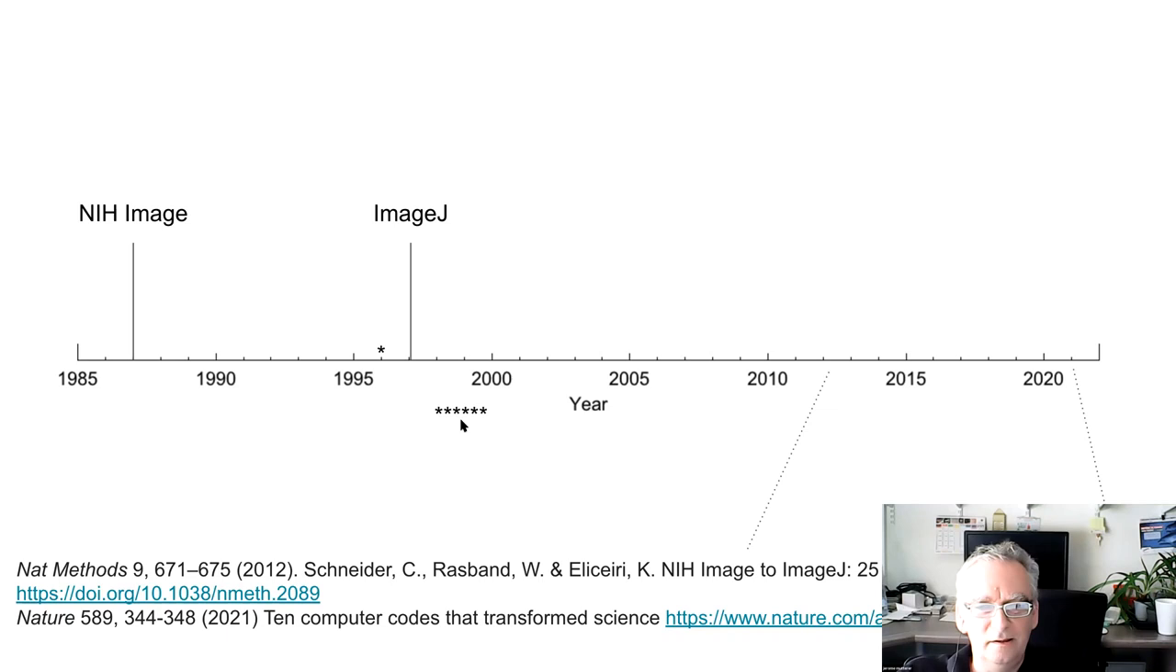And this timeline is the start of Java itself. 1996 is the first version of Java. So the ImageJ timeline is basically following the Java timeline as well. It worked with the first version of Java and it still works with the latest version of Java, which is in itself something very special.